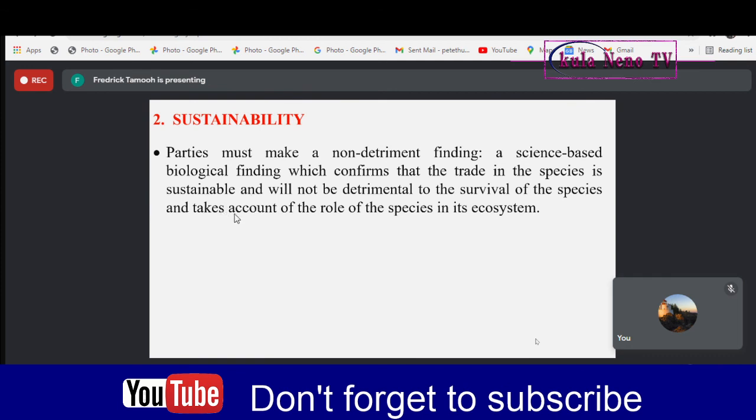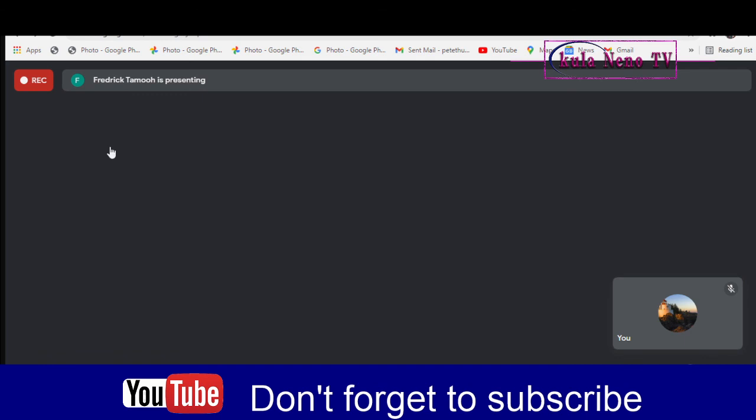So what that basically means is that as a country, if you want to trade, for example, in aloe vera or a particular reef species, be it coral reef or fish species, you need to do regular assessment and confirm that that particular species is not in danger, irrespective of the trade. For you to be allowed to trade in that, you must show evidence-based proof that that particular species is not in danger. Then lastly is the traceability.